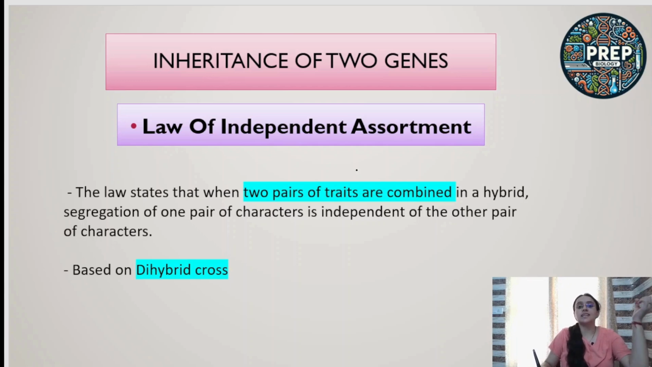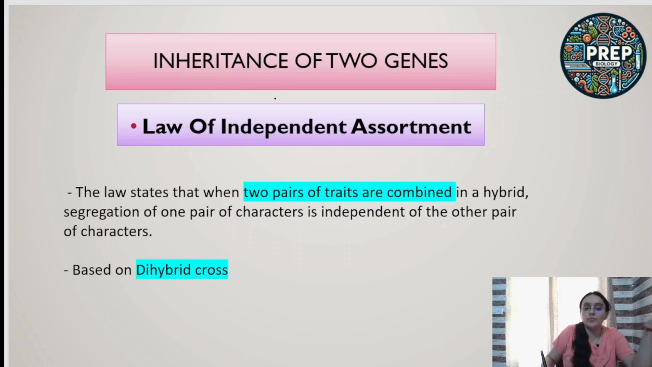So today in this class, we are going to discuss the law of independent assortment under Mendel's laws of inheritance. In the previous two classes, we have discussed the law of dominance and the law of segregation. In today's class, we are going to discuss the law of independent assortment.